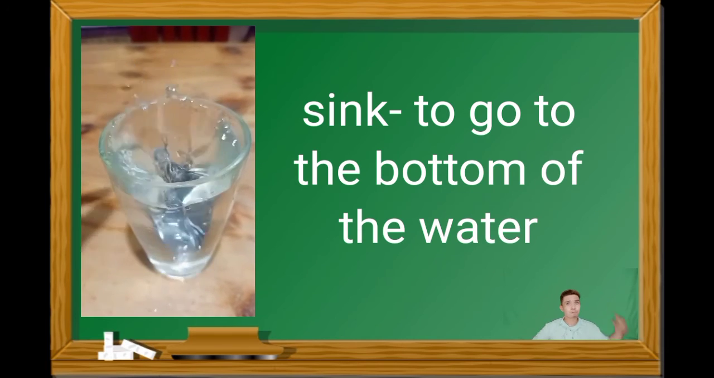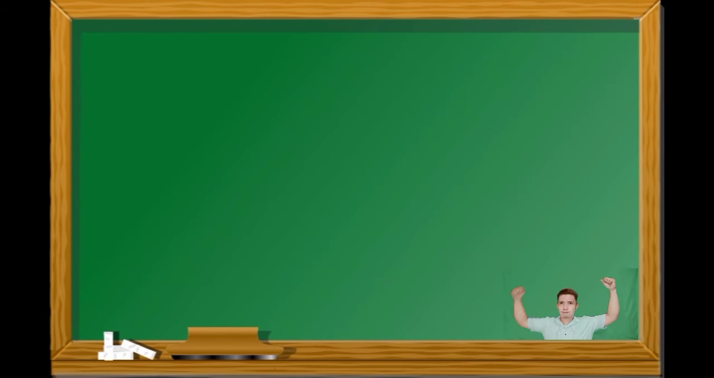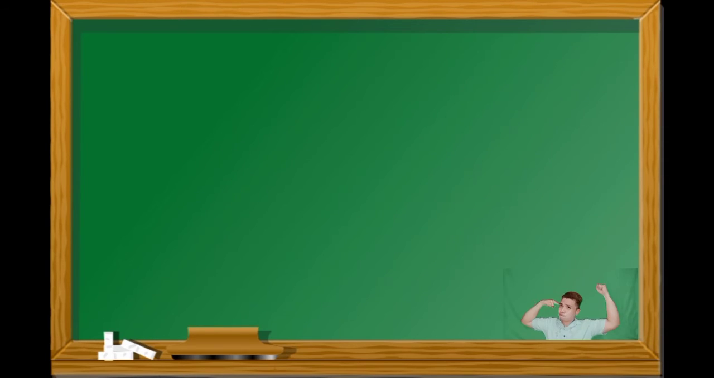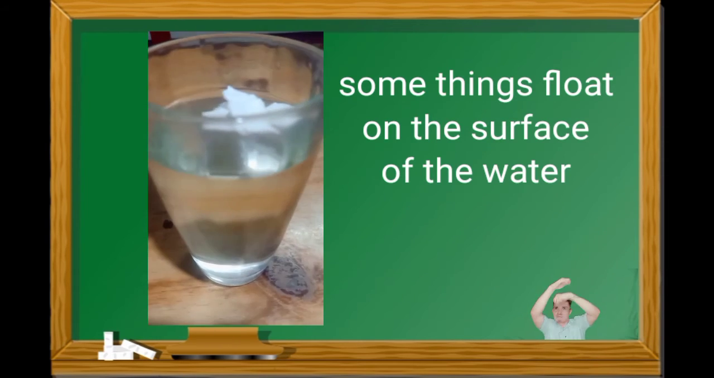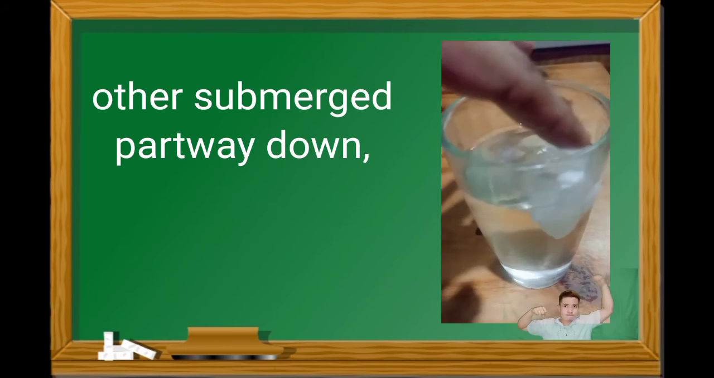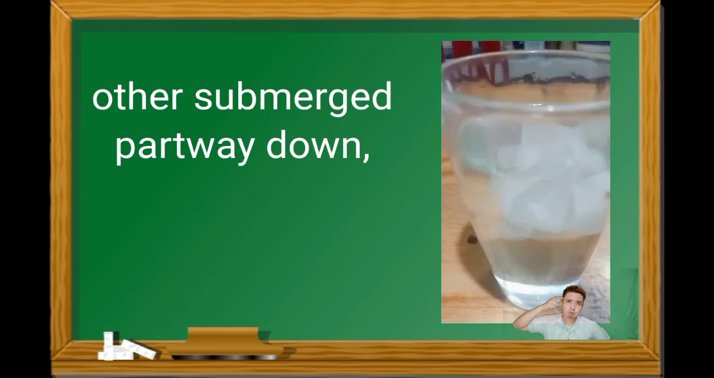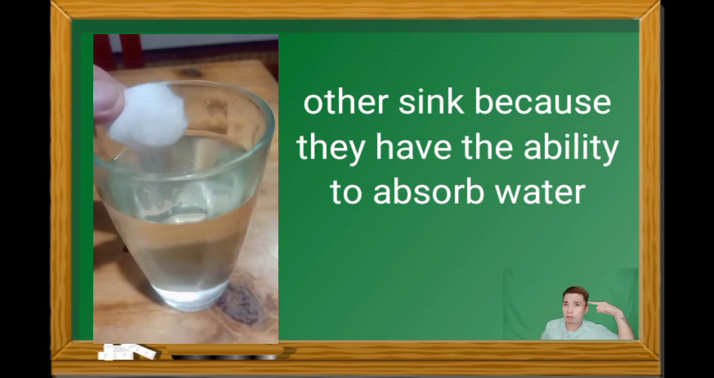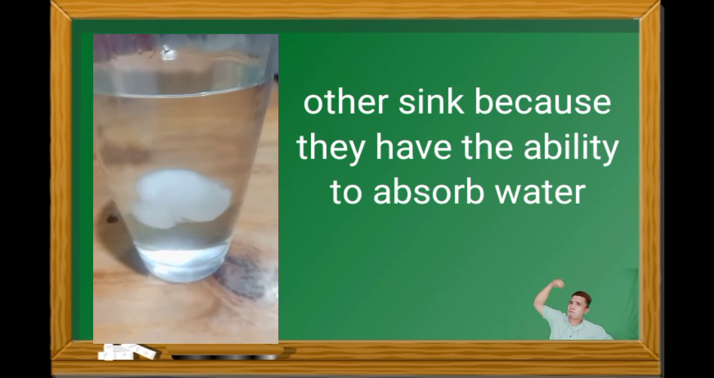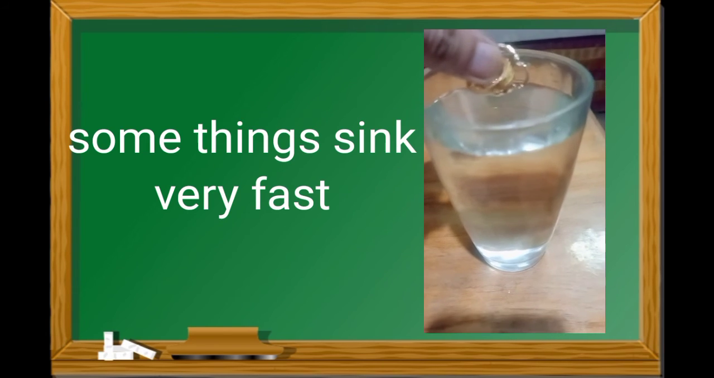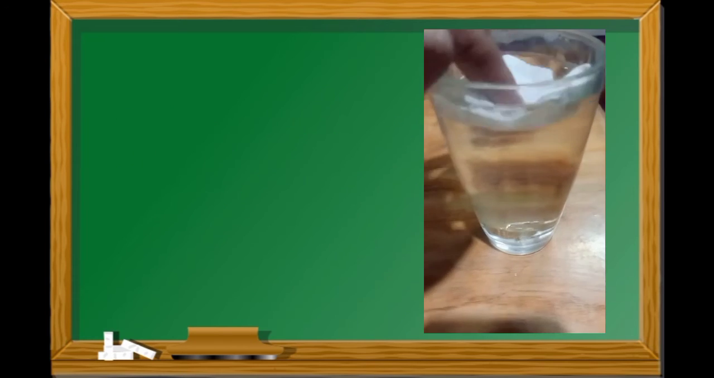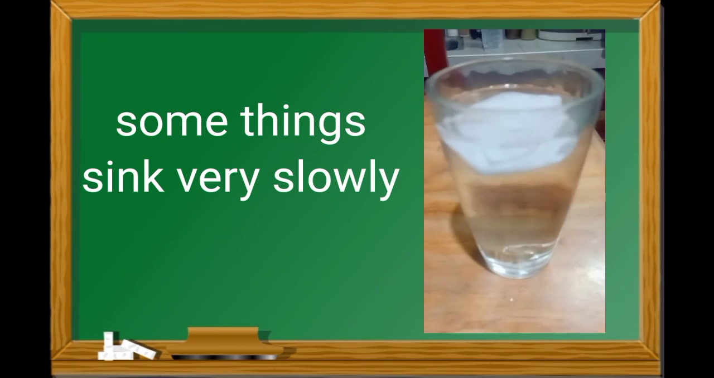Sink means to go to the bottom of water. Float means to stay on top. Some things float on the surface of the water, others submerge partway down, while others sink because they have the ability to absorb water. Some things sink very fast, and some things sink very slowly.